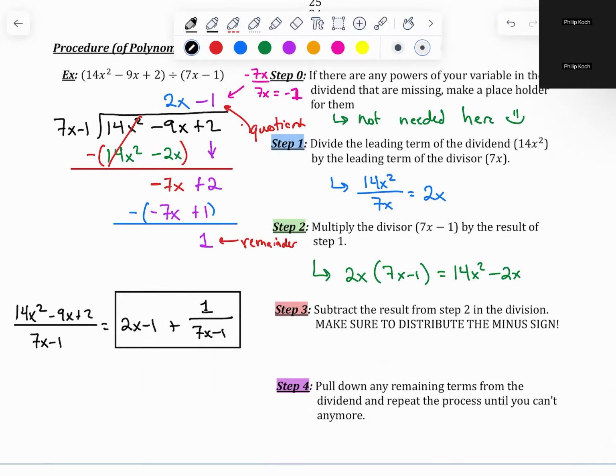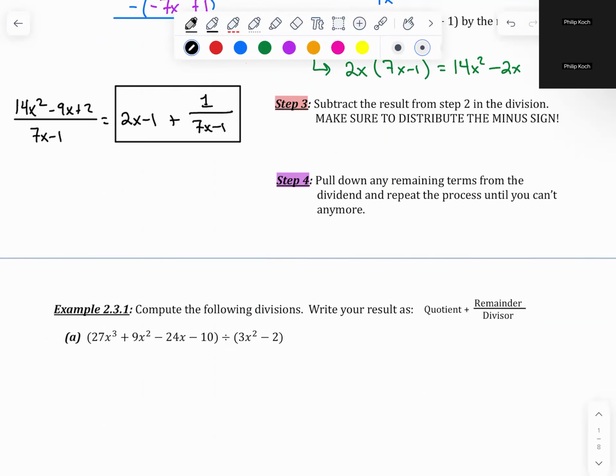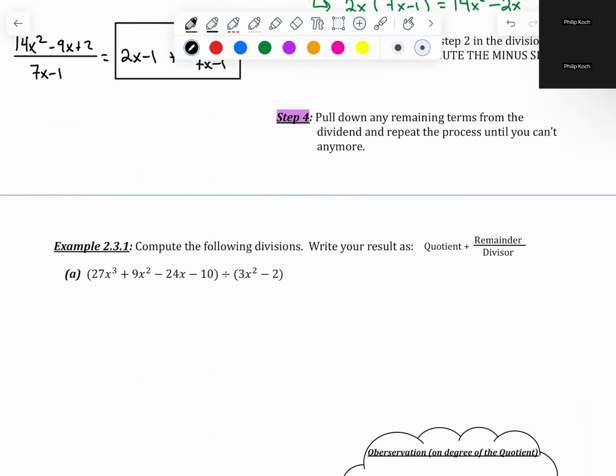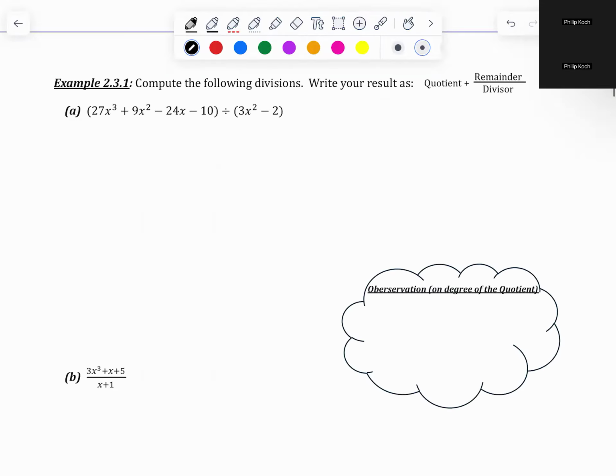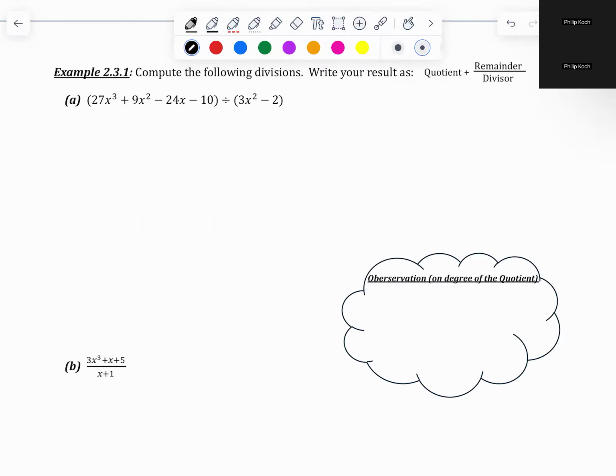Okay, let's go ahead and do some more practice of it. Okay, and this one, 27x cubed plus 9x squared minus 24x minus 10 divided by 3x squared minus 2. So I'm actually going to save this one. I'm going to work backwards. I'm going to let you guys work through this one yourselves after we go through another one. We're going to go through B together.